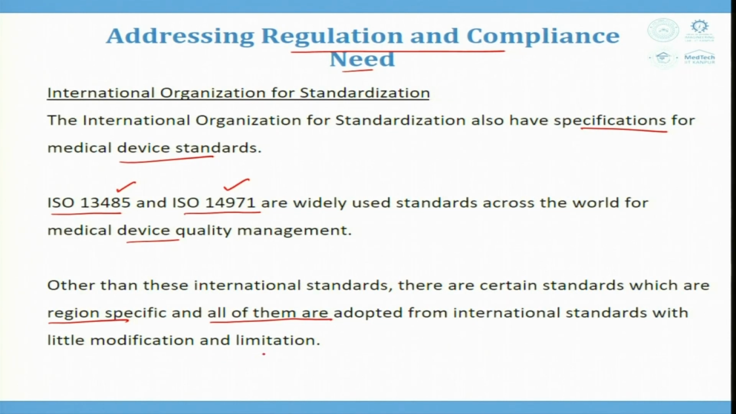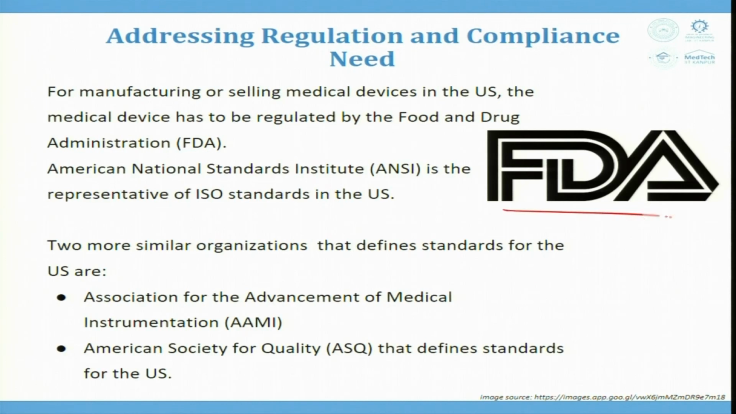There are certain regional standards, as I mentioned, FDA is one, that is Food and Drug Administration. American National Standards Institute, ANSI, is another, that is the representative of ISO standards in the US. Two more similar organizations that define standards for the US are the Association for the Advancement of Medical Instrumentation, that is AAMI, and ASQ, which is American Society for Quality.